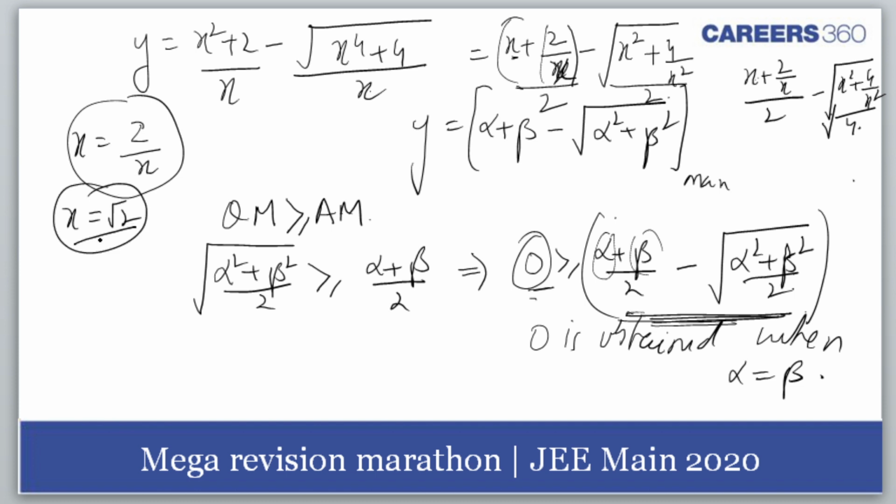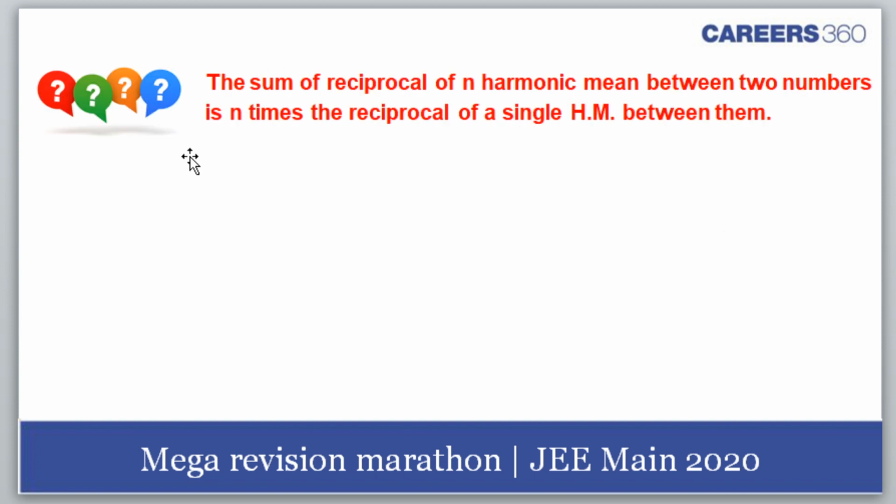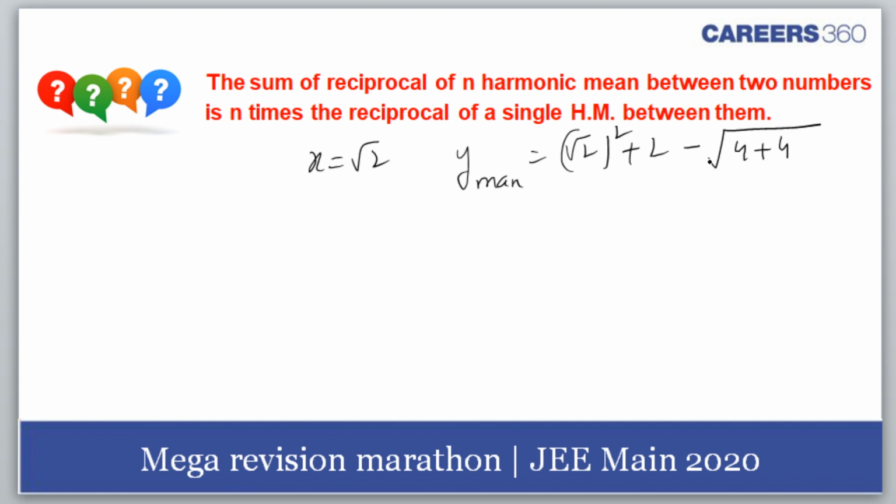So at x equal to root 2 we get the maximum value of y. Okay, I'll make use of the other sheet. So at x equal to root 2 we are getting the maximum value. Okay, x equal to root 2. So when I put root 2, what I get? Y maximum, I'll get root 2 square plus 2, right? Minus x to the power 4. x to the power 4 would be 4. 4 plus 4 upon root 2. This is what I'll get.